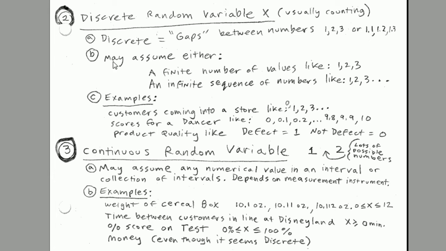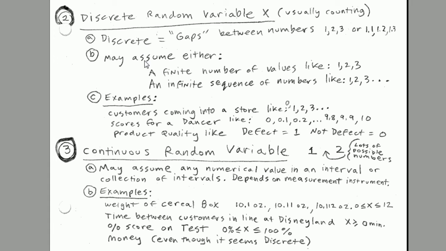This is in contrast to a continuous random variable. This is weighing boxes of cereal or timing things. So it depends on the measurement instrument. The way you think of it is here's 1, here's 2. There's lots of numbers in between there. It depends on the instrument you're using to measure.